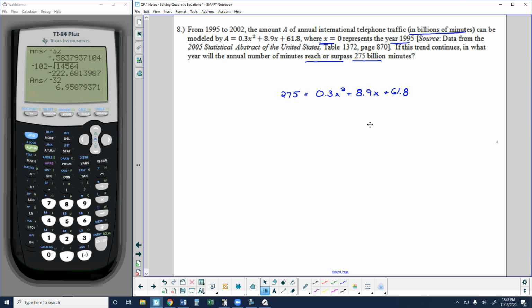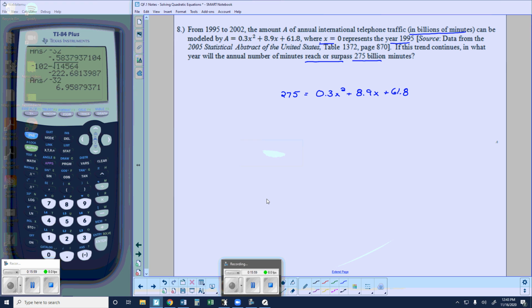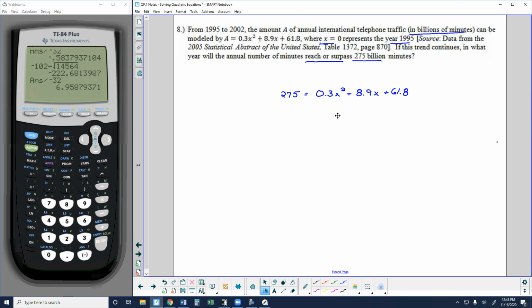Judging by the looks of this equation, if it's decimals, it's probably not going to be very easy for us to factor. Maybe we can factor, but it might not be the easiest method for us to use. We're probably not going to want to use completing the square here. We have a leading coefficient other than 1. It's got a b value, so we're not going to use square roots to solve. So what we can look at doing is the quadratic formula.